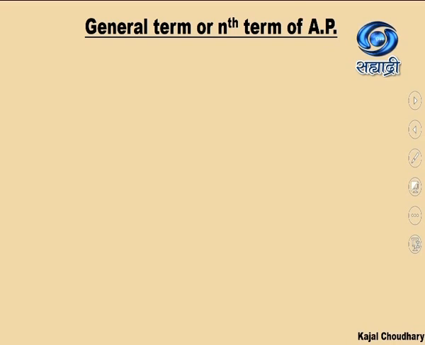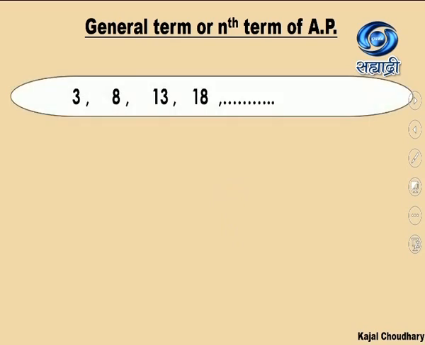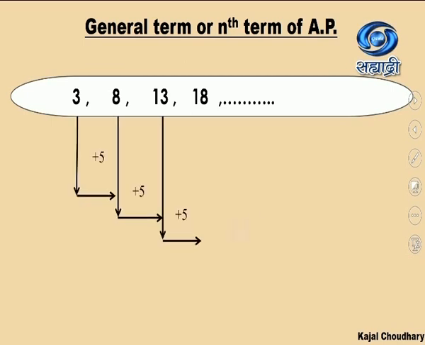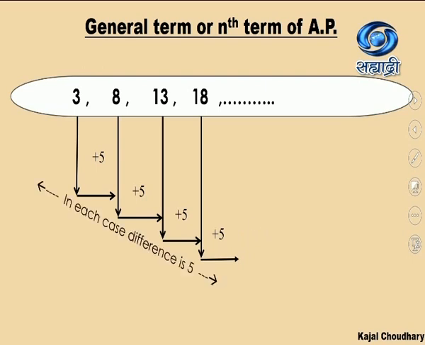But as the value of n increases, suppose we have to find T50, we cannot go on adding the numbers 50 times in order to reach the 50th term of the AP. So in order to get that, we are going to use a formula. And for that, let us take one example. The sequence given to us is 3, 8, 13, 18. If you observe, each term is progressing with plus 5. So they have a common difference 5 between them.